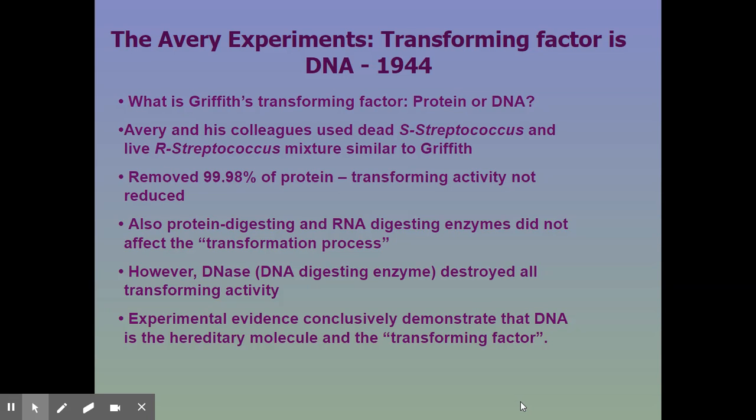When they added these various enzymes into different cultures, they found that the proteinases did not stop transformation, and the RNases, which broke down RNA, did not stop the transformation process. However, the DNases, which broke down DNA, did destroy the transformation activity. So they concluded that DNA must be the molecule of heredity. However, this evidence was not enough for many of the hardcore believers that proteins were the molecule of heredity.